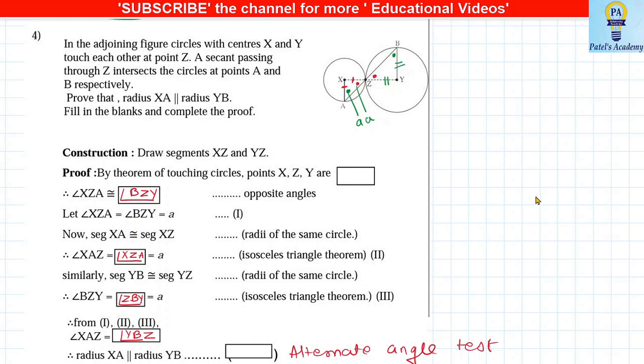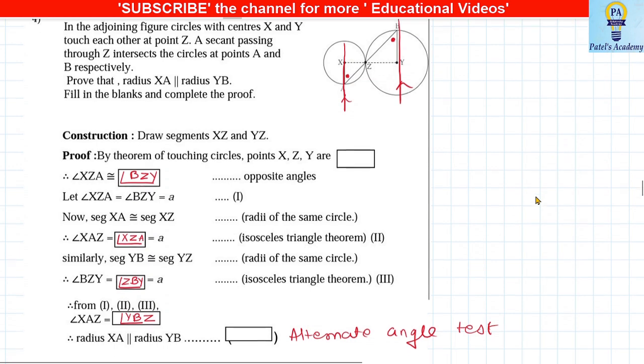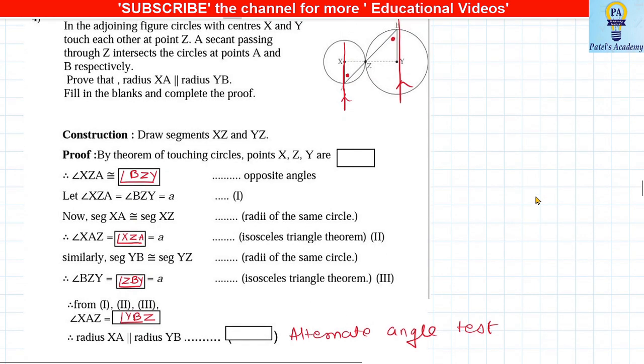So let me remove all other things. So can I say now that this angle A is equal to this angle B? If these two angles are equal, can I say this and this are parallel? Yes, and that is what we have to prove. Okay, students, I've written the activity. You can pause the video and understand the sum.